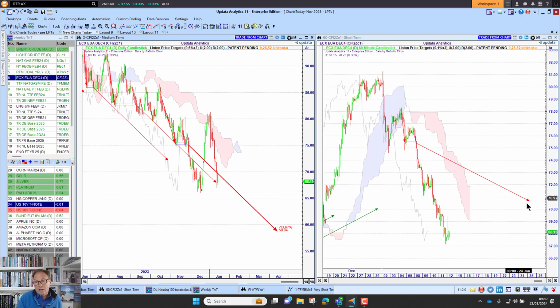And we see here this target was actually given back at 75 to the 70 area, and it was met very, very quickly. And if you look at the 1 minute chart, you'll see more targets there as well.